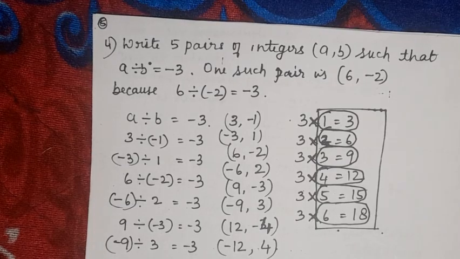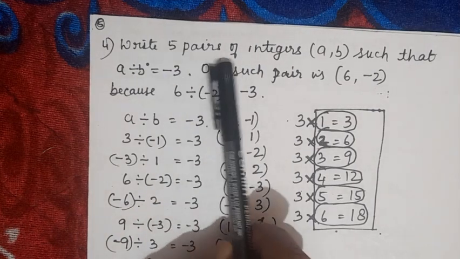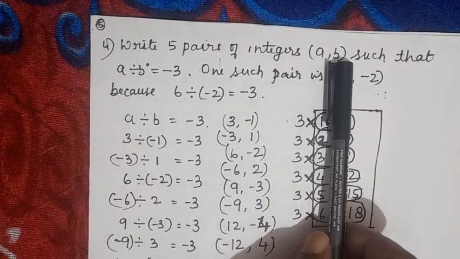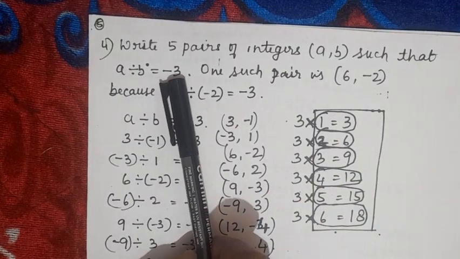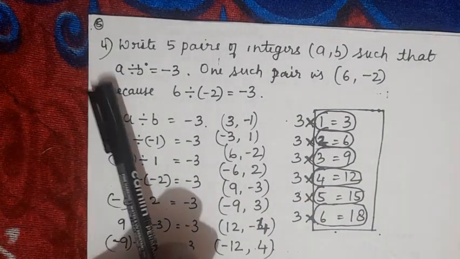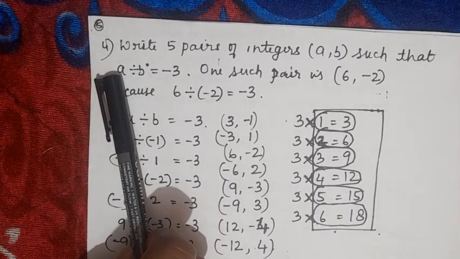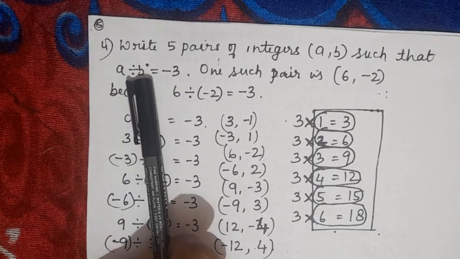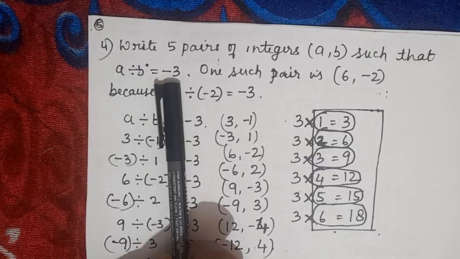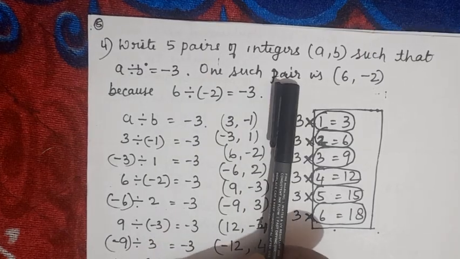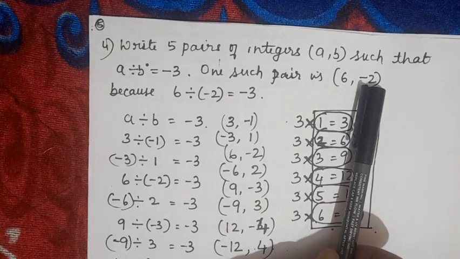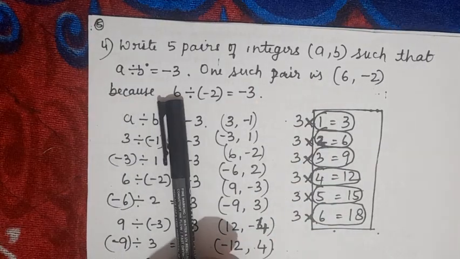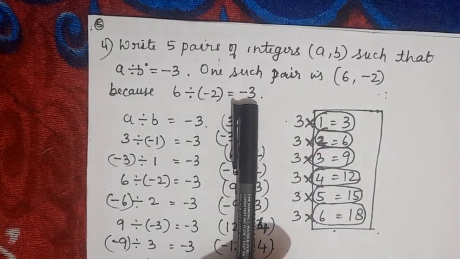Now let's see question number 4. Here they ask us to write 5 pairs of integers a, b such that a divided by b is equal to minus 3. Okay, when an integer a is divided by another integer b, the answer should be minus 3. One such pair they have given as an example, that is 6 and minus 2, because 6 divided by minus 2 is equal to minus 3.